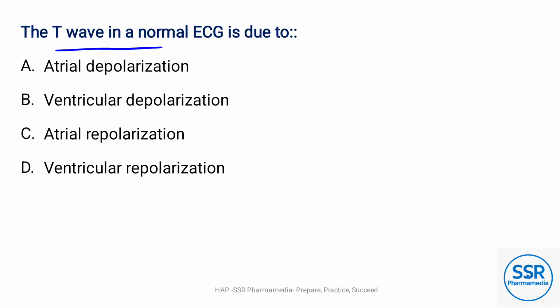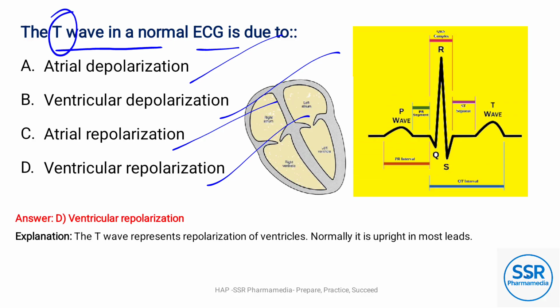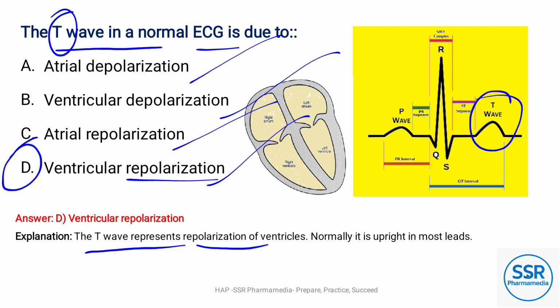Next, the T wave in a normal electrocardiogram is due to option A, atrial depolarization; option B, ventricular depolarization; option C, atrial repolarization; option D, ventricular repolarization. So the answer is option D, ventricular repolarization. The T wave represents repolarization of the ventricles. Normally it is upright in most leads.